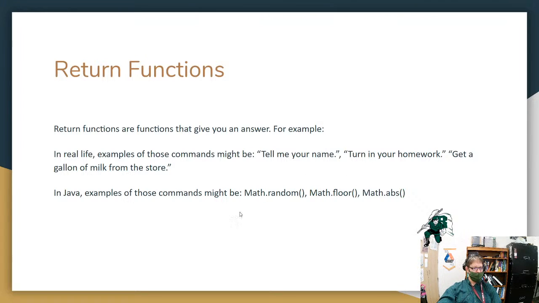So things like math.random, that'll find a random number from 0 to 1. Floor, round down, abs will give you absolute value. Those are all things that we expect to have an answer at the end. Would y'all like to see coding examples of this? Yes? Okay.